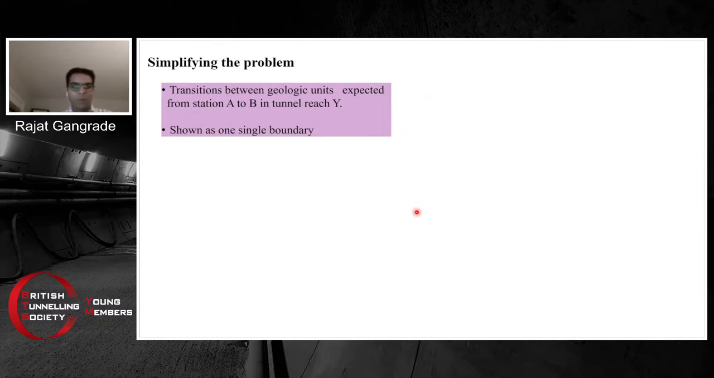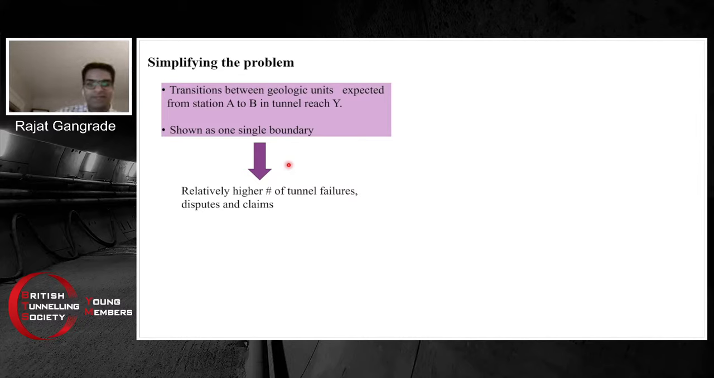So let me simplify the problem a little bit. The current state of practice says there is a transition expected between geologic units from station A to station B in tunnel reach Y. This is a very typical statement from a geotechnical baseline report or geotechnical interpretative report in whatever part of the world you are. And it is shown as a single boundary. This has obviously led to a relatively higher number of tunnel failures, disputes, claims, litigations, just the examples that we saw on the previous slides.